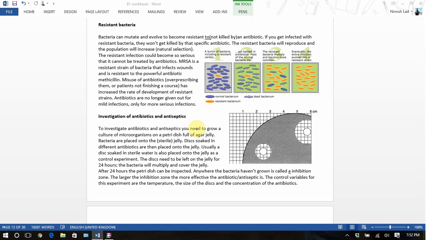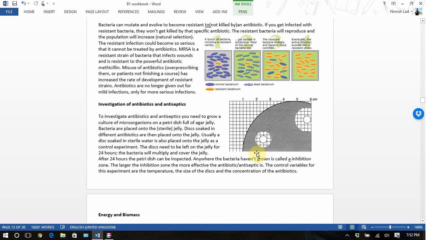Okay, so how can you actually investigate these? To investigate antibiotics and antiseptics, you need to grow a culture of microorganisms in a petri dish. It's usually full of agar jelly. The bacteria are placed into sterile jelly, and discs soaked in different antibiotics are placed onto the jelly. Usually one disc is soaked in sterile water to make sure it doesn't have any bacteria on it to begin with, so you've got a control experiment to compare it to. Discs are left in the jelly for 24 hours, and the bacteria multiply and cover the jelly.